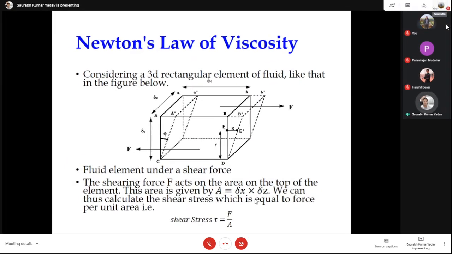As I discussed, this is a shear element. The upper surface is moving and the bottom surface is fixed. Due to the moving, shear stress is developed. Force F acts in the right direction, and similarly force F acts in the left direction. Shear stress is force per unit area. The shearing force acts on the area on top of the element, given by del x into del z. We can thus calculate the shear stress, which is equal to force per unit area.